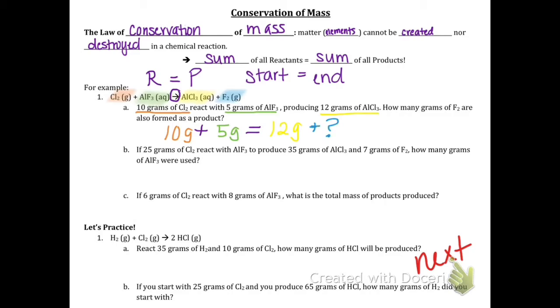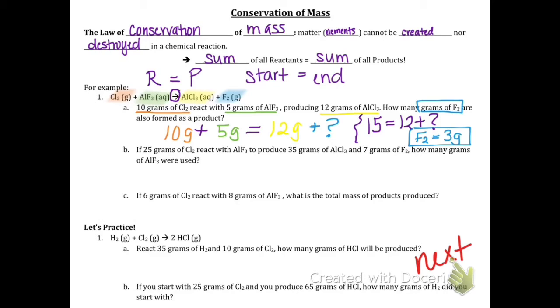So if they have to be equal on both sides, then let's quickly do the math. 10 plus 5 is 15, right? Equals 12 plus something. So the question is, what does our something have to equal? What is our grams of fluorine equal to so that they are equal on both sides? So fluorine has to be equal to 3 grams for the math to work out. So our answer is 3 grams.